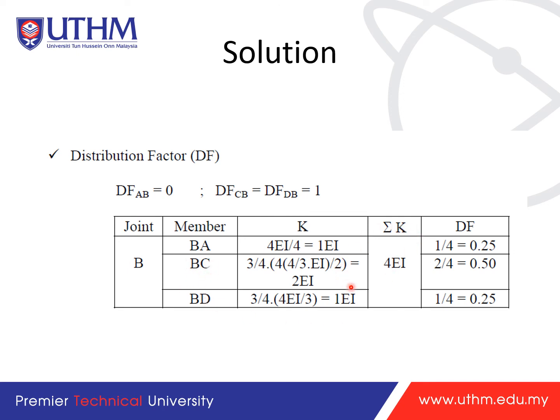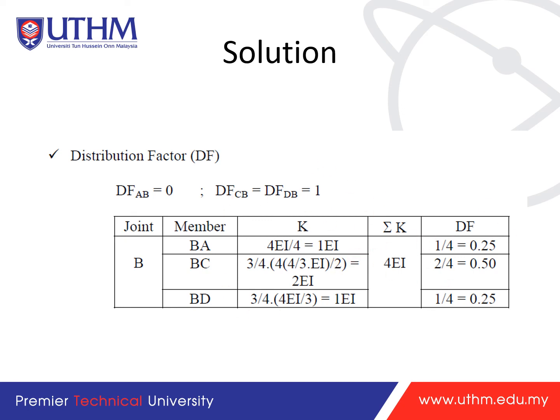So the total K is now 4EI. After you total up here, you calculate the K. You can use the same method. You calculate the K, you will get the total K, and then it is 4EI. And then the distribution factor, after you calculate it, you will get 0.25, 0.5, and 0.25. This one you can practice.